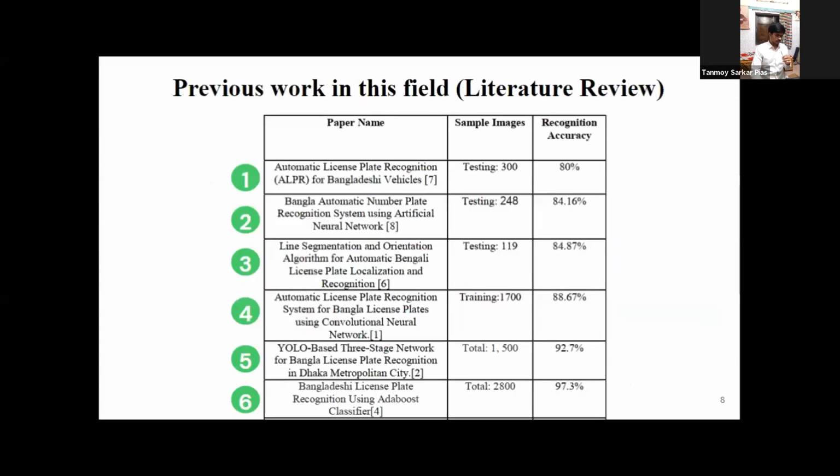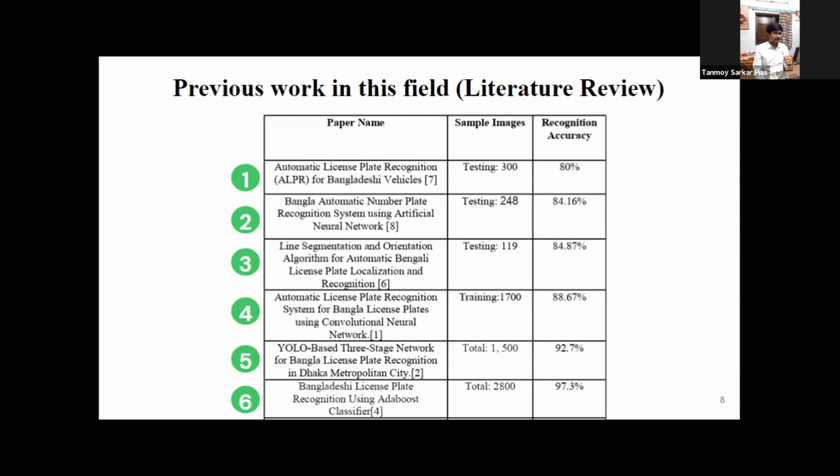So this is the important part: the literature review of people who work in this field and have implemented this type of system. At first, we can see automatic license plate recognition for Bangladeshi vehicles got 80% recognition accuracy. The second was similar. It used an artificial neural network and got 84% accuracy. The third one implemented both the detection and recognition parts and got 84% accuracy.